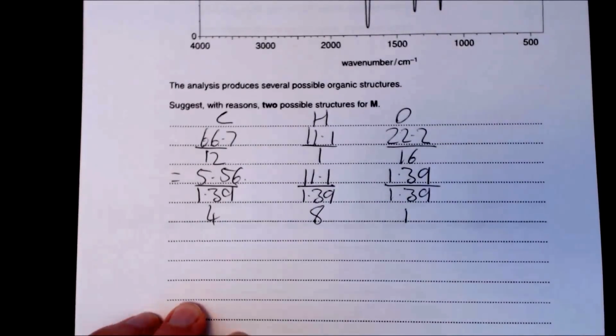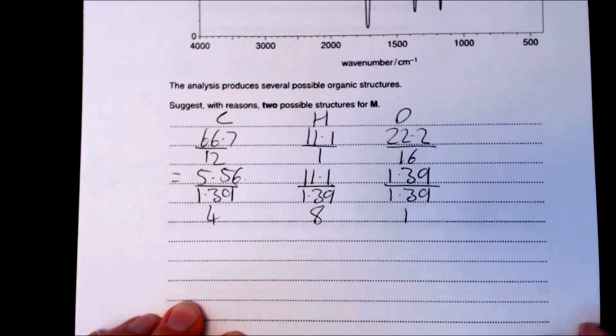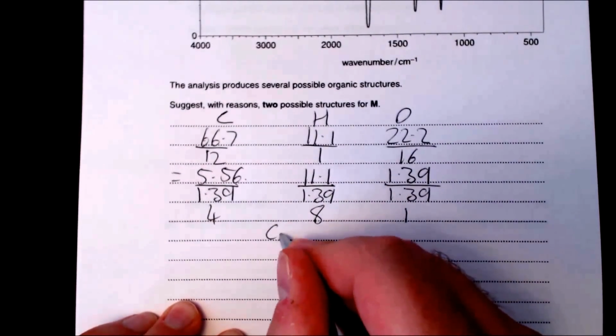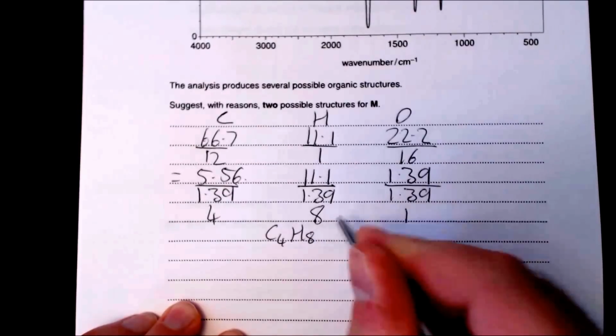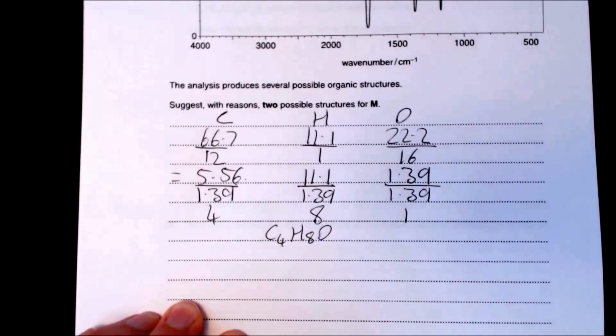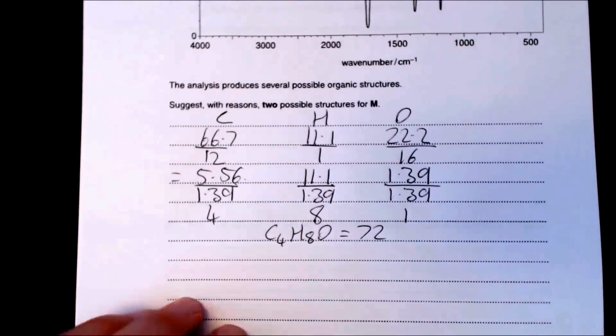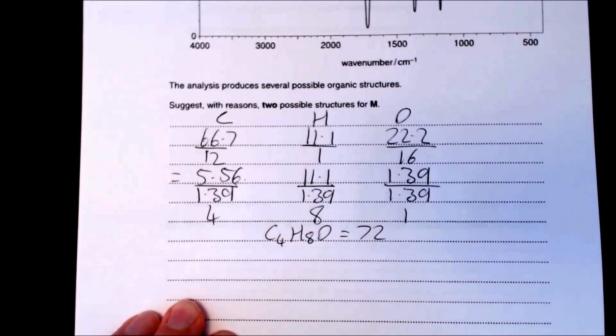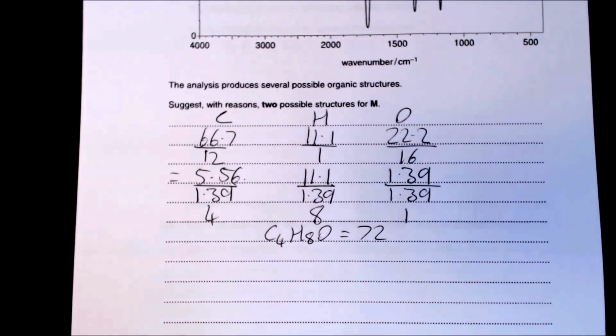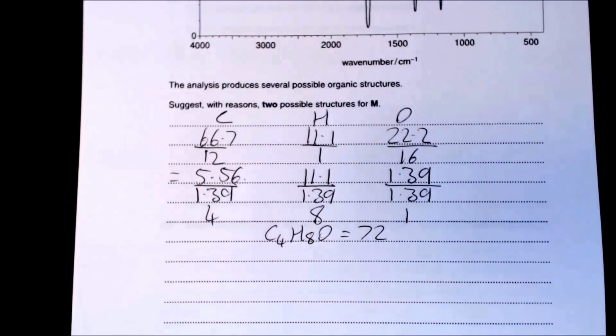Right. So the formula, as you can see here, would be C4H8O, and actually that has a mass of 72 anyway. So not only is that an empirical formula, but it is also our molecular formula as well. So what we need to do is then identify a functional group. So we know the atoms in this molecule. Now we need to identify a functional group.